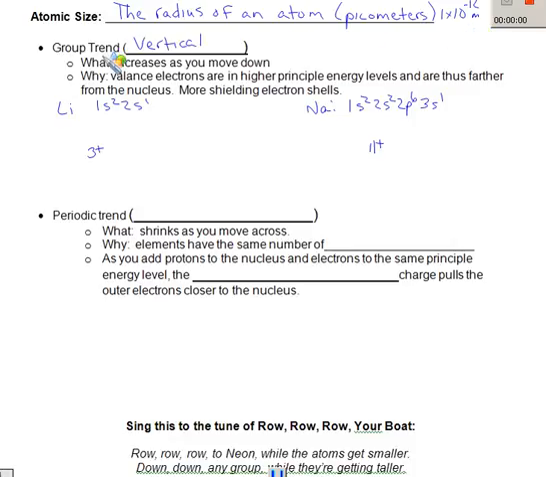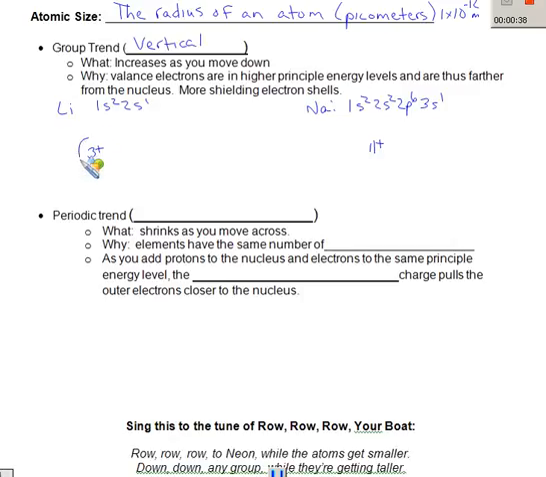We're first going to look at group trends. Group trends means it's vertical, so you're going up and down the families. What happens to the atomic size is it increases as you move down. Let's draw a couple of elements to illustrate why this is. First, we're going to do lithium, which is 1s2, 2s1.